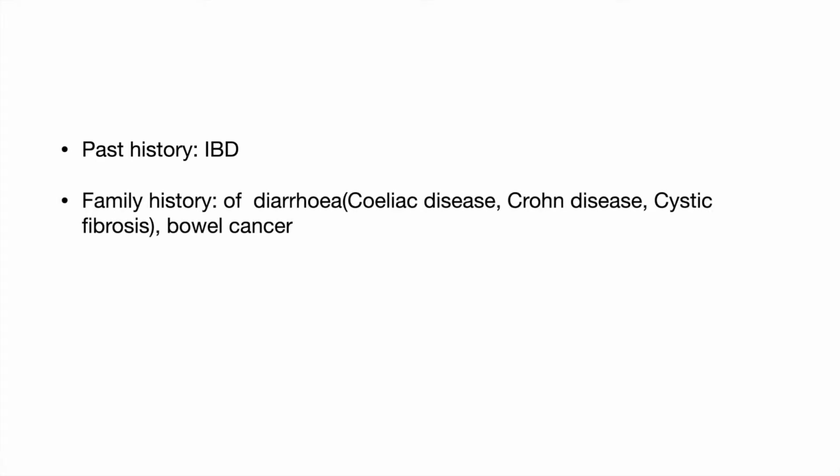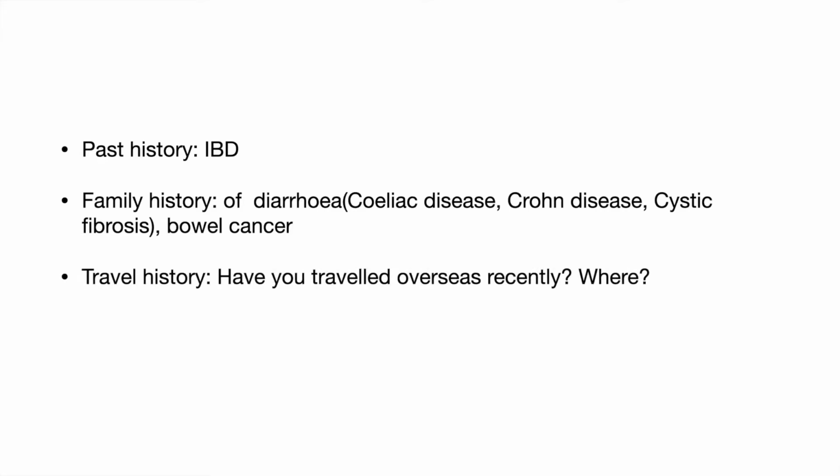Now, in past history, ask if the patient has been diagnosed with inflammatory bowel disease. Then in family history, you can ask if there is anyone in the family who has similar symptoms. And this is particularly for celiac disease, Crohn's disease, cystic fibrosis, and also ask about any history of bowel cancer in the family.